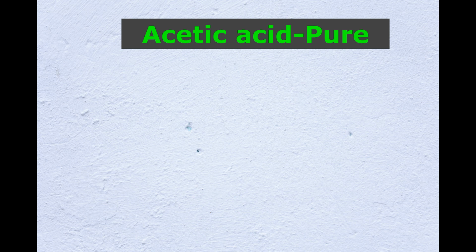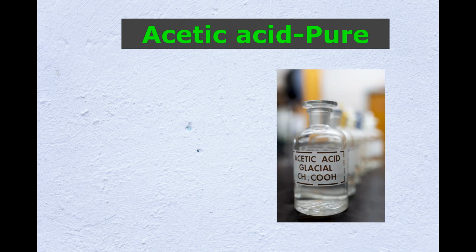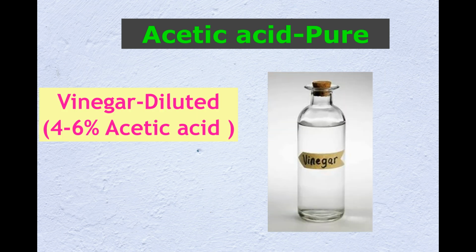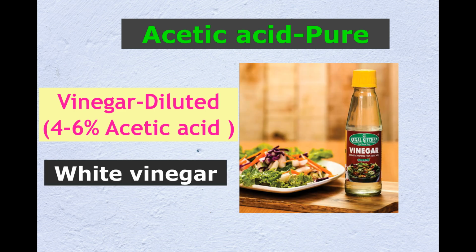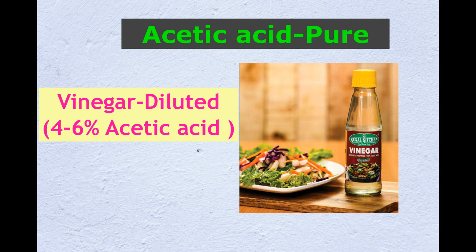Next, the difference between acetic acid and vinegar. Acetic acid is a pure chemical, either natural or synthetic. Vinegar is a diluted form of acetic acid. White vinegar is a special type of vinegar prepared for the food industry. In supermarkets, white vinegar is available.